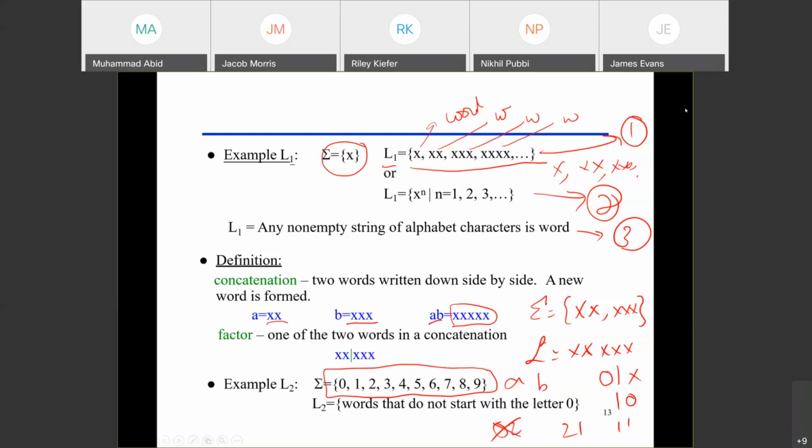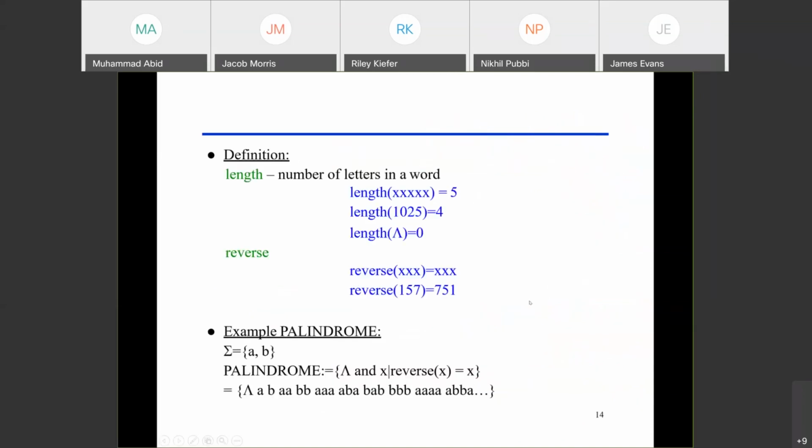Very good. So now we are saying that, let's go to the next slide. Yes, this is the next slide.